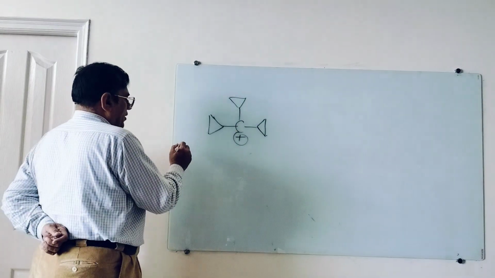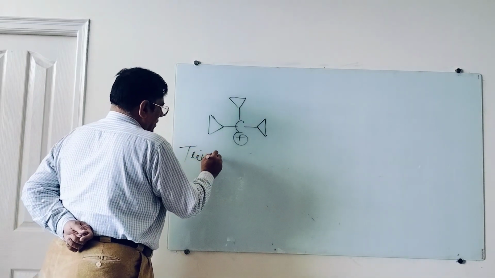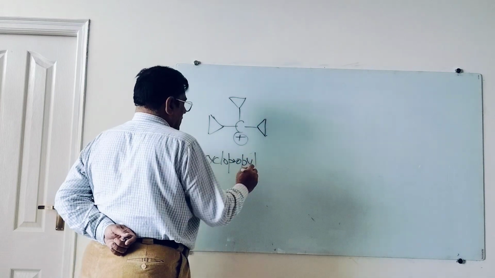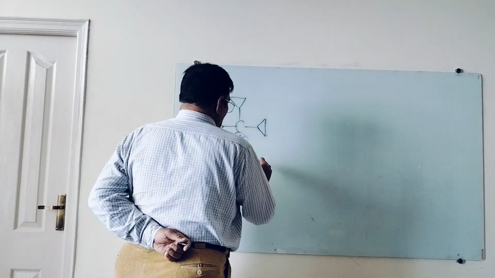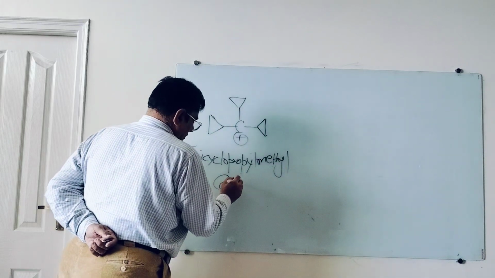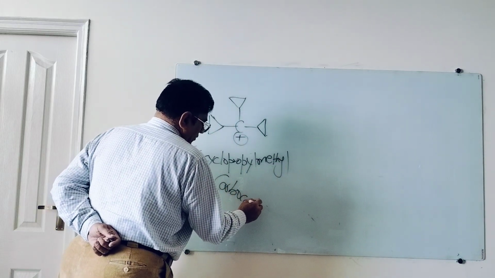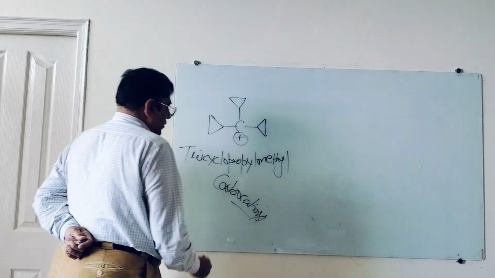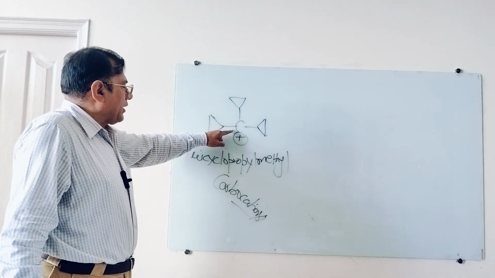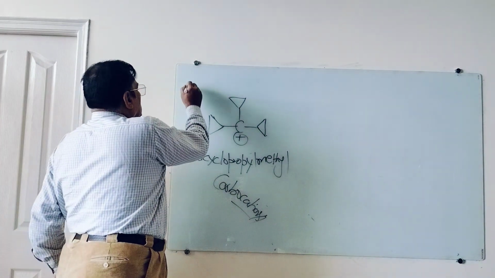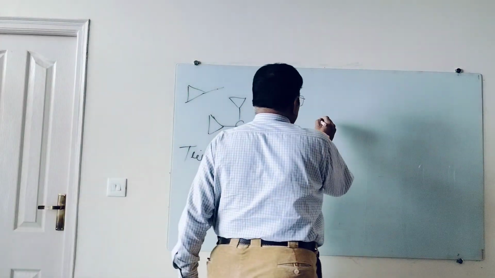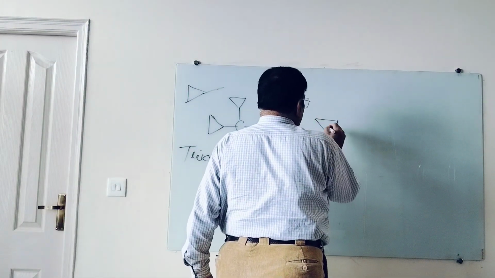What is the name of this compound? Tricyclopropyl methyl carbocation. Carbocation, sorry, not it. It means all the three hydrogens of methyl carbocation are replaced by cyclopropyl. Another carbocation, that's a very good example.